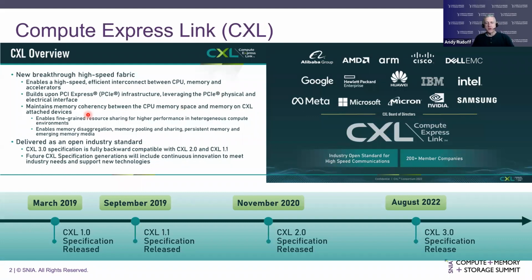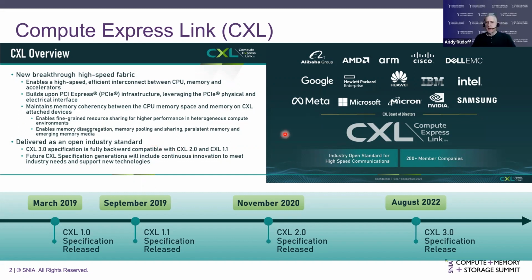And I'm going to show you some pictures and some examples of what this really means, especially around segregation like pooling and sharing. CXL is an open industry standard. Each new version is backward compatible with the previous versions. And again, anyone can go and download it and read it.